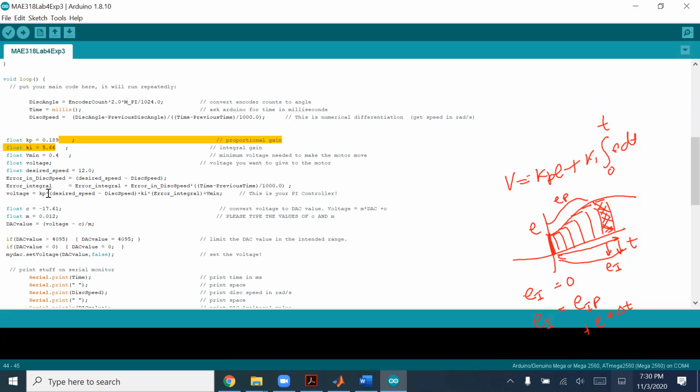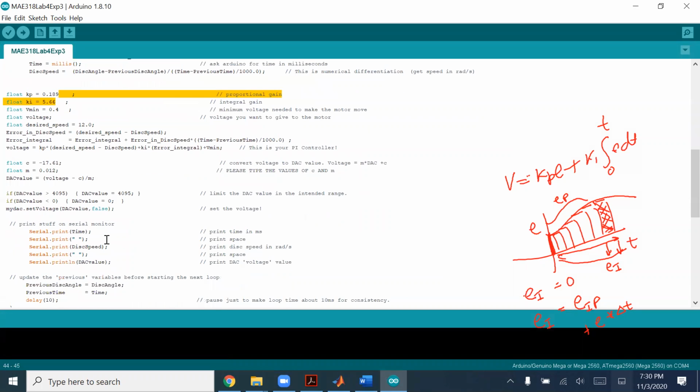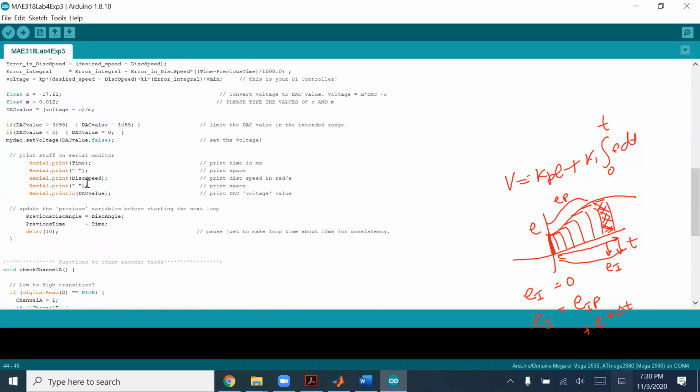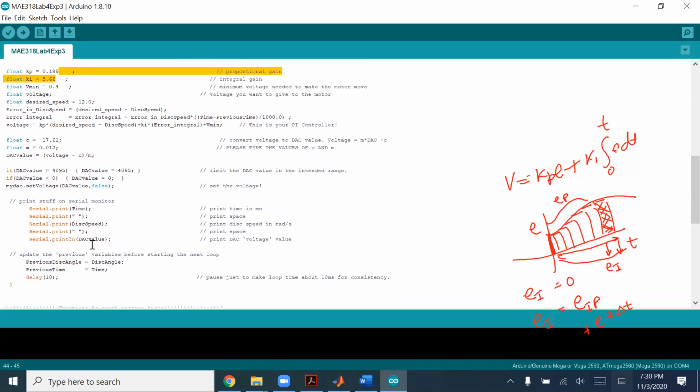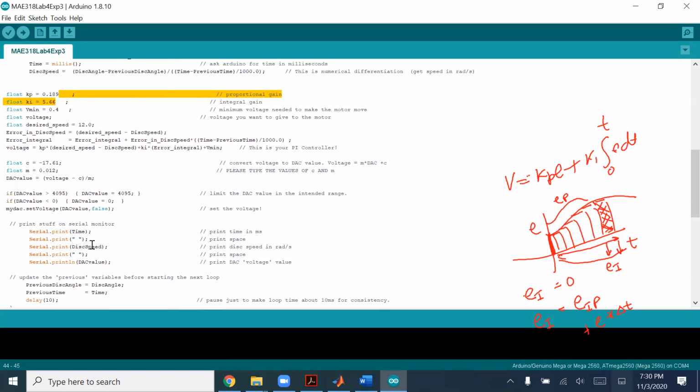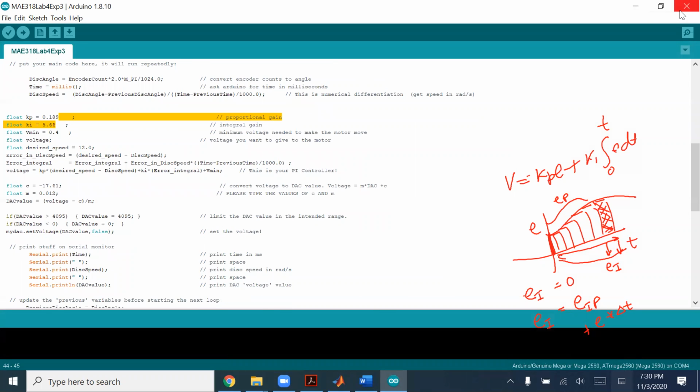So now you can find the voltage: Kp times the error plus Ki times the error integral plus Vmin, convert that into a DSC value, put it into limits, print time, disk speed, and disk value, and then before leaving, just update the previous angle and the previous time variables. So it wasn't that bad. This is how you do a PI controller.